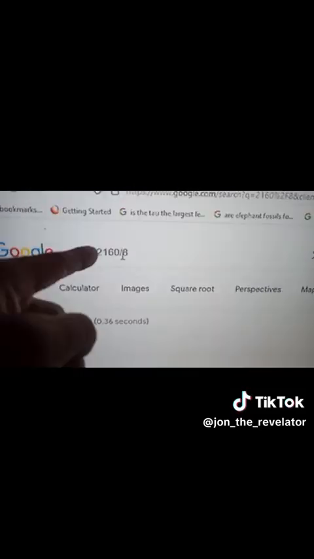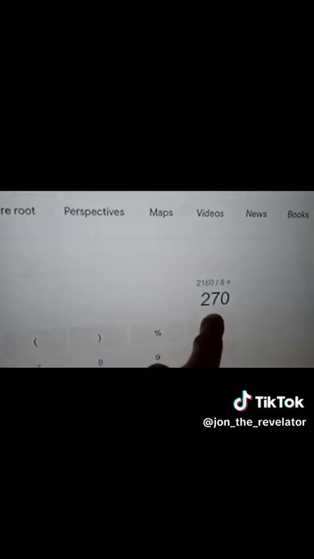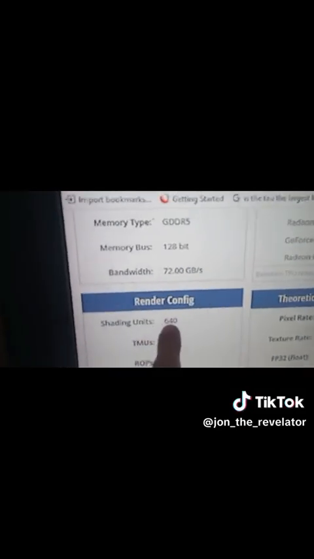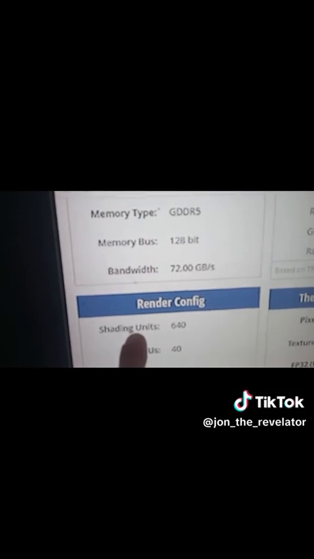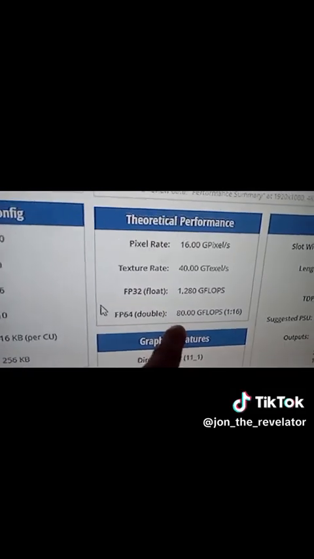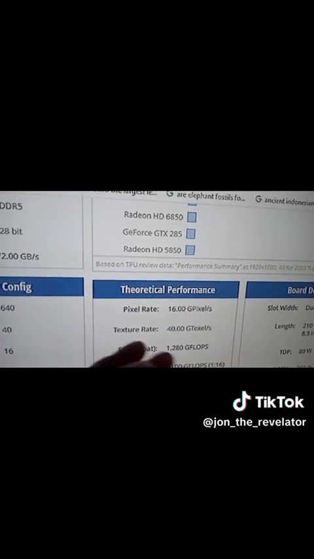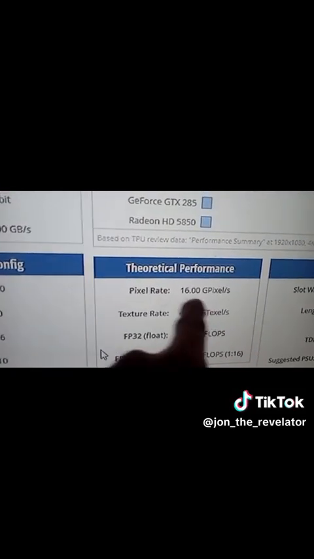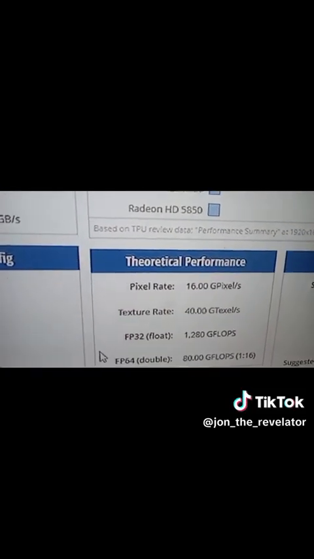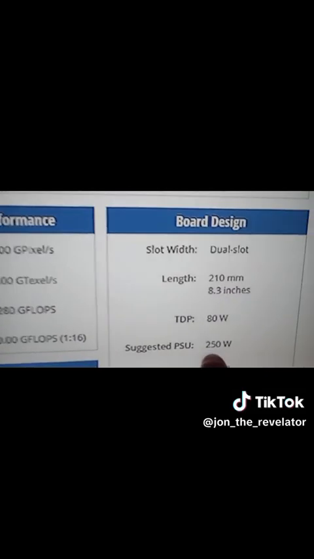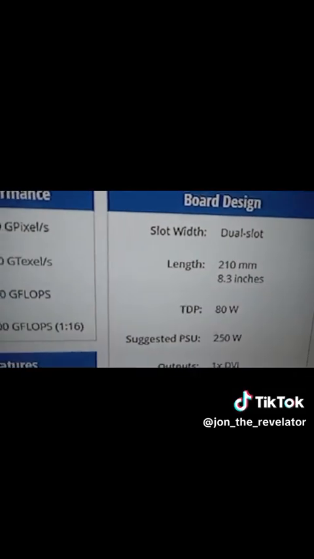And you can divide 2160 by 8, which gives you 270. Meaning that 2160 divides by 3, 6, 9, and 8 evenly. Like on this, the significance of the 8, like here, 8 times 8 is 64, 640 shading units. Like here's 80 gigaflops. The 16 is 8 times 2. That's its gigapixels, or pixel rate. 80 watts, you know, and it's got the 25 here for 250 watt suggested PSU, power supply unit.